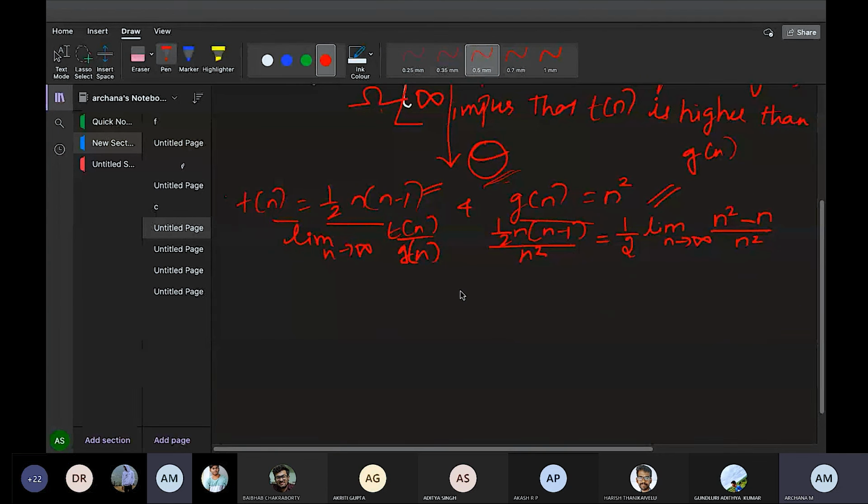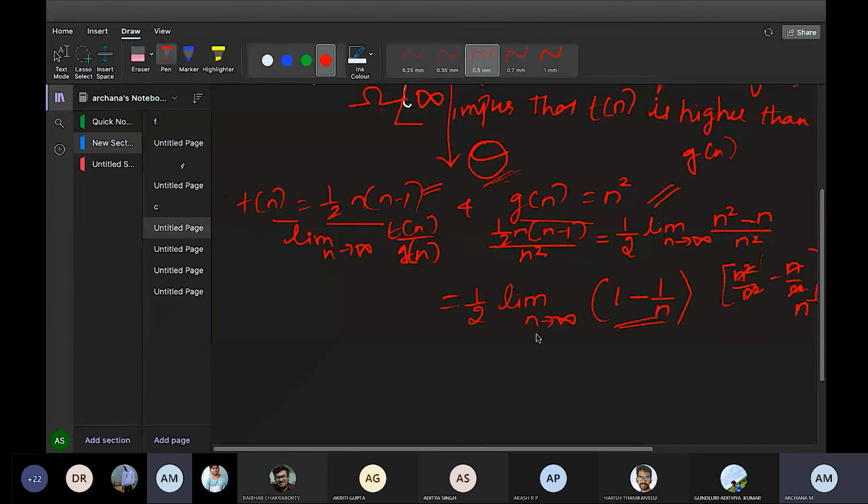So I'll take this as 1 by 2 limit n tends to infinity. I can write this as 1 minus 1 divided by n. N square by n square minus n divided by n square, cancel it. Divide this, and you'll get 1, and here 1 by n. So this is the formula you'll get.